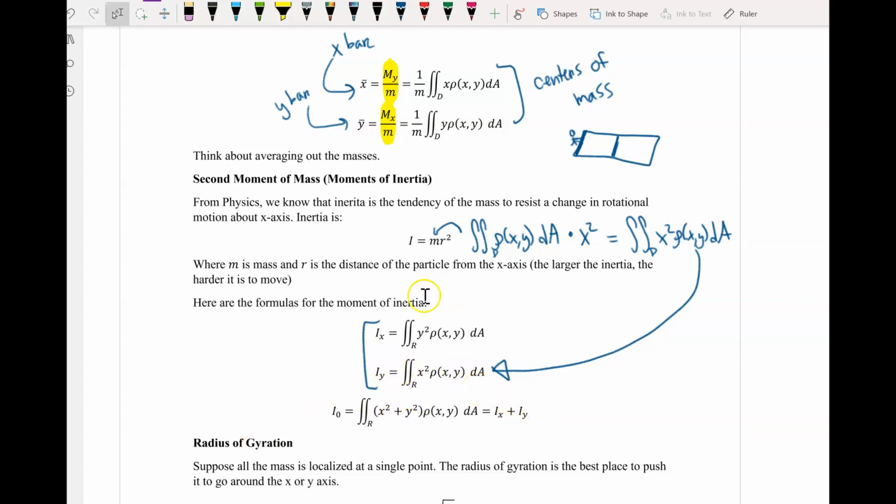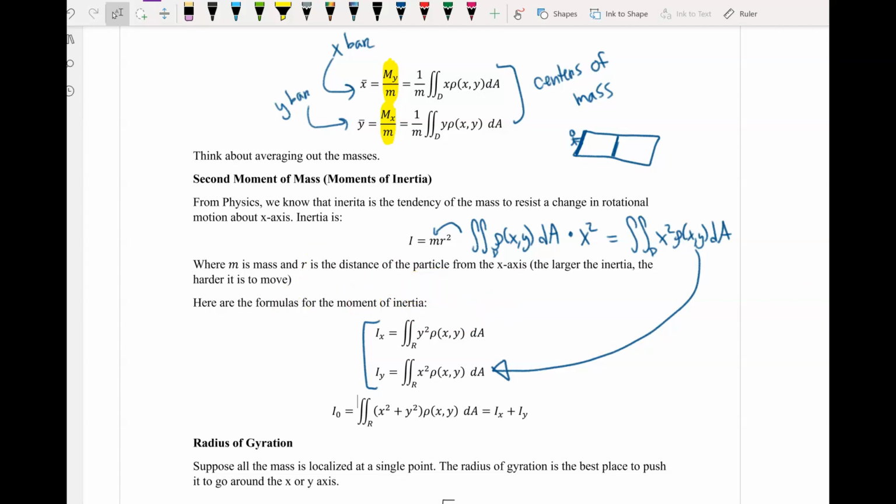Another way you can think about inertia is to think about a Ferris wheel. Think about how hard it is to stop a Ferris wheel, because a Ferris wheel has a lot of mass. To be able to stop it requires a lot of force; there's a lot of resistance there, so it has a lot of inertia.